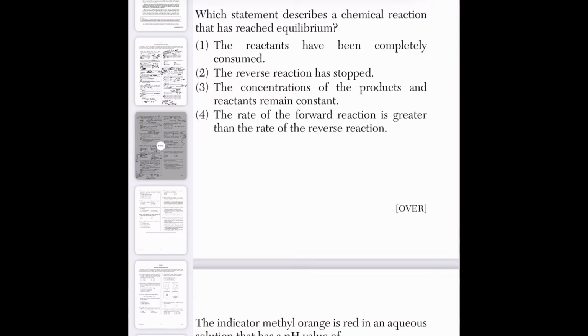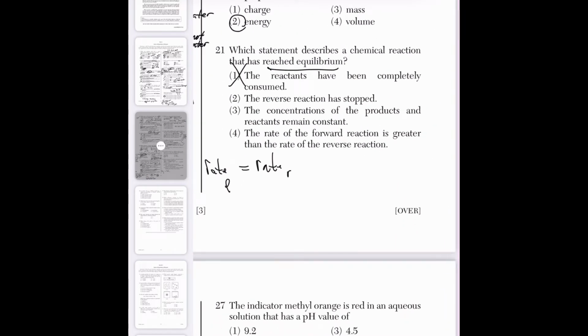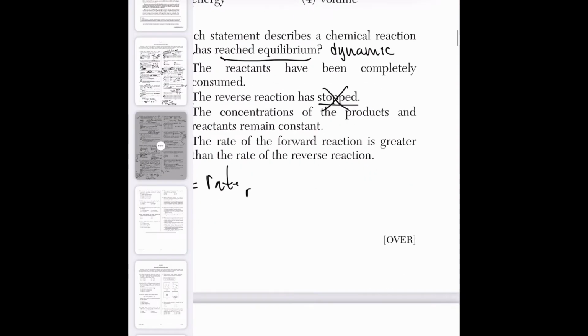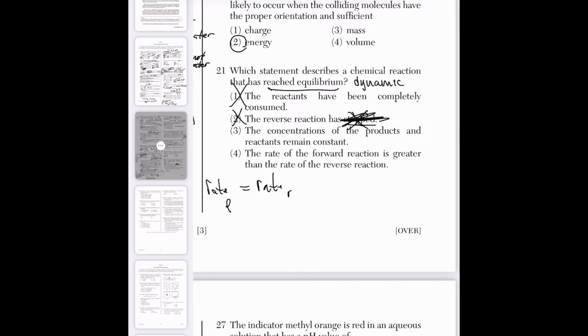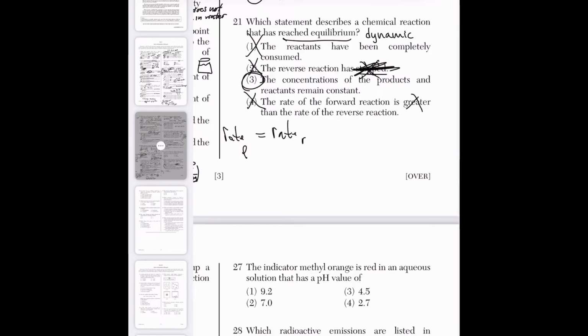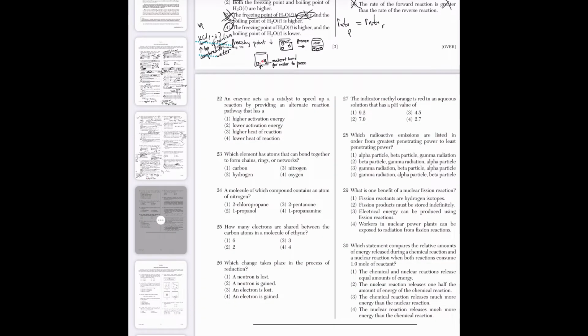Which statement describes a chemical reaction that has reached equilibrium? At equilibrium, the rate of the forward reaction equals the rate of the reverse reaction. So no, the reactants have not been completely consumed. Dynamic equilibrium doesn't stop. The concentrations of the products and the reactants remain constant because the rate of the forward reaction is equal to the rate of the reverse reaction. So the rate of each side being formed is the same, so the concentrations don't change.